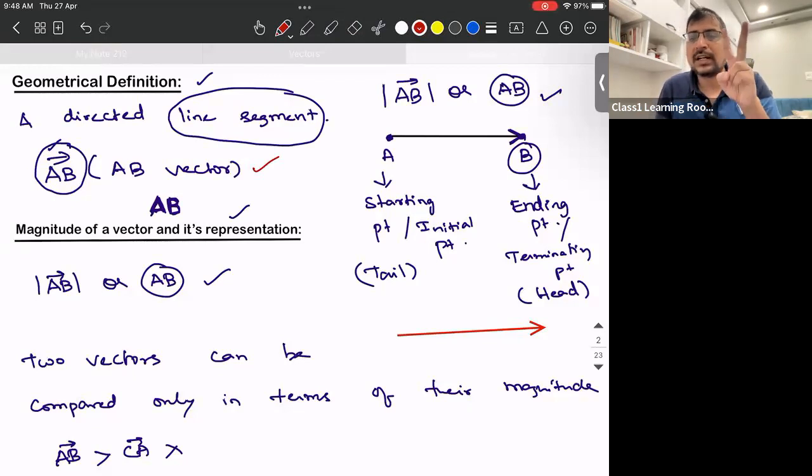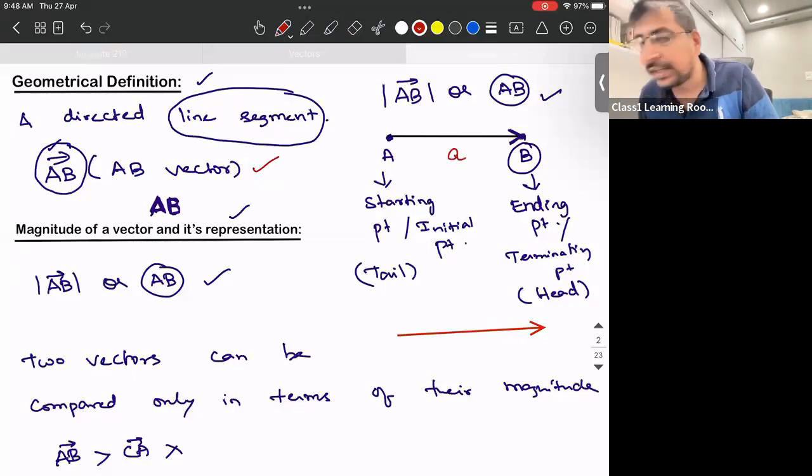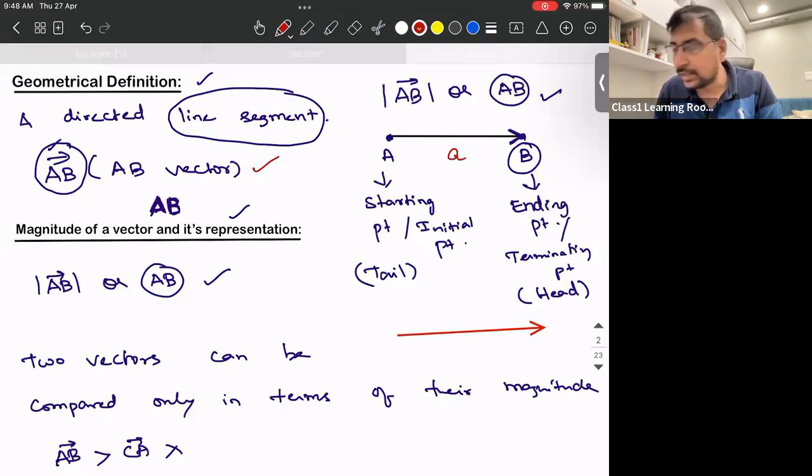So if you use the starting point and the ending point, you write in caps. Whereas if you give a name to the vector, if you call that small a, for instance, then you write it as small a with a bar on top of it. I hope this clarity is there, right? This point I have already discussed, right?